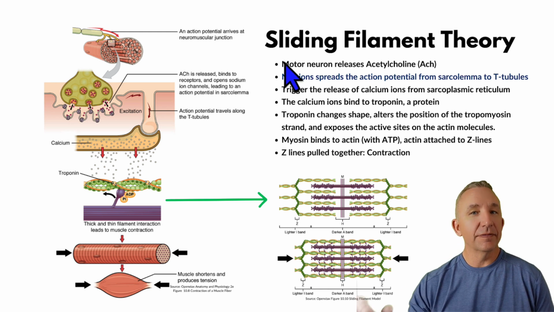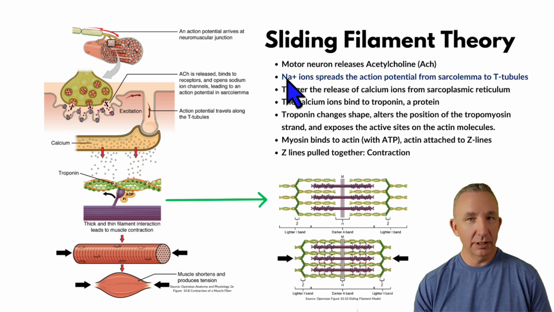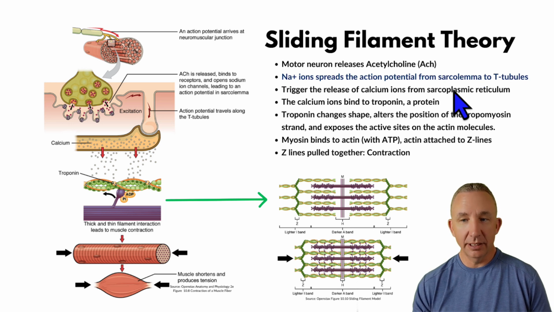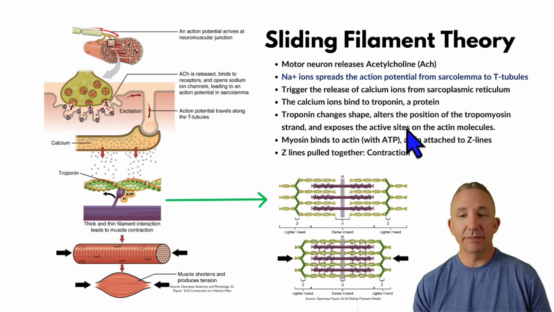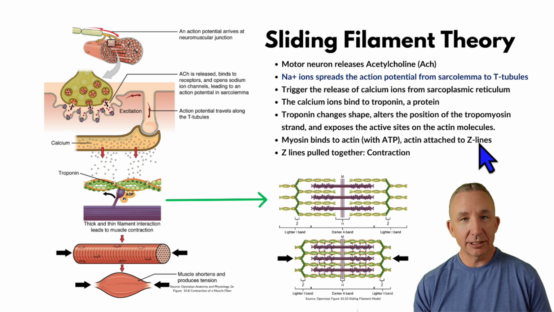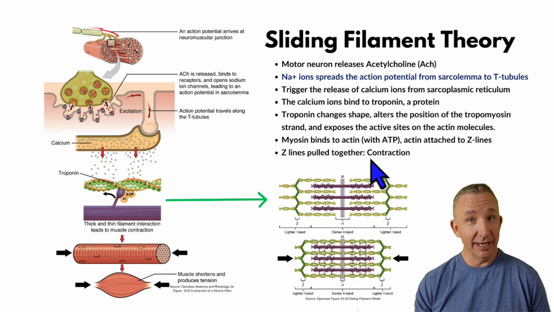So it's a chain reaction of the sliding filament theory. How do we slide them together? We start with the neuron releasing acetylcholine. It's going to spread sodium across the sarcomere's cell membrane to reach the T-tubules to ultimately hit the sarcoplasmic reticulum, which releases calcium to trigger the contraction. How is it triggering the contraction? Its interaction with troponin changes its shape, alters the position of tropomyosin for actin to bind to, but we need adenosine triphosphate to do that. And then as we attach the actin to the myosin, we pull the Z lines together to contribute to that shortening of the muscle to give me a contraction. This is the sliding filament theory.